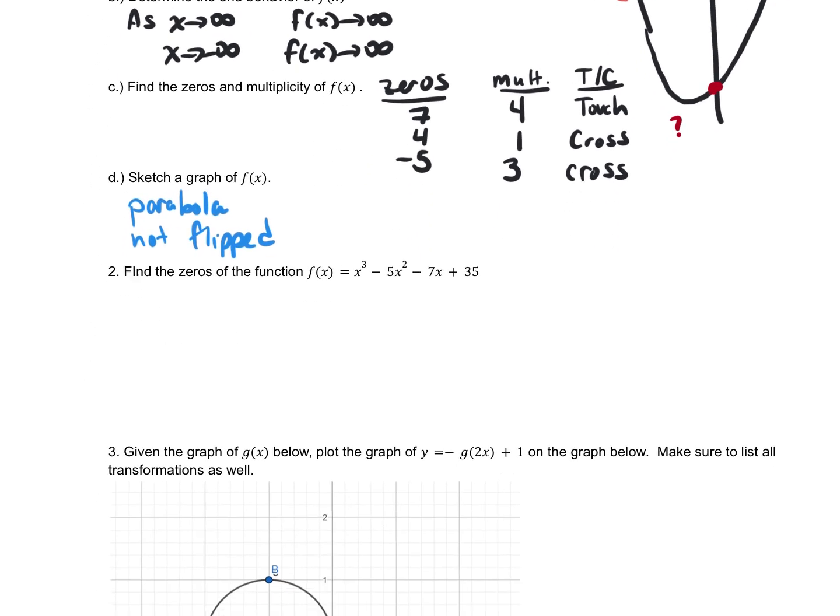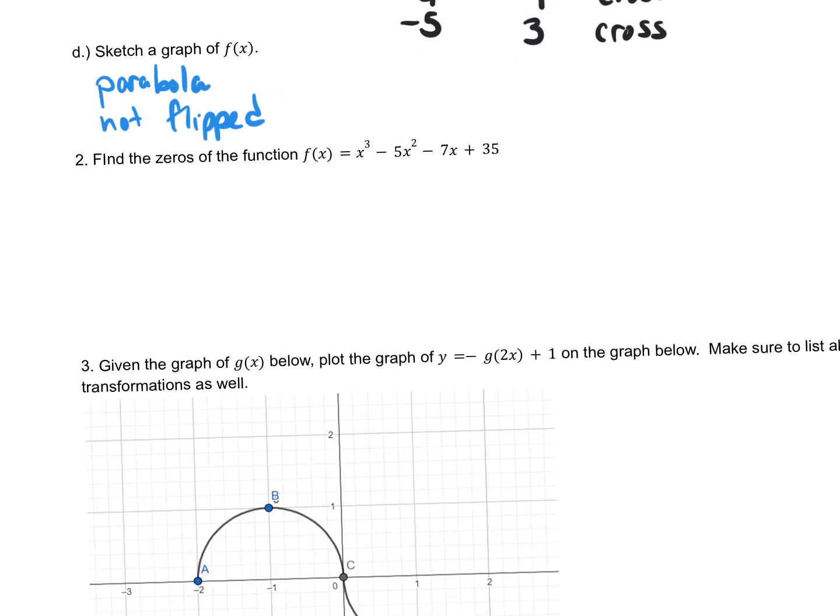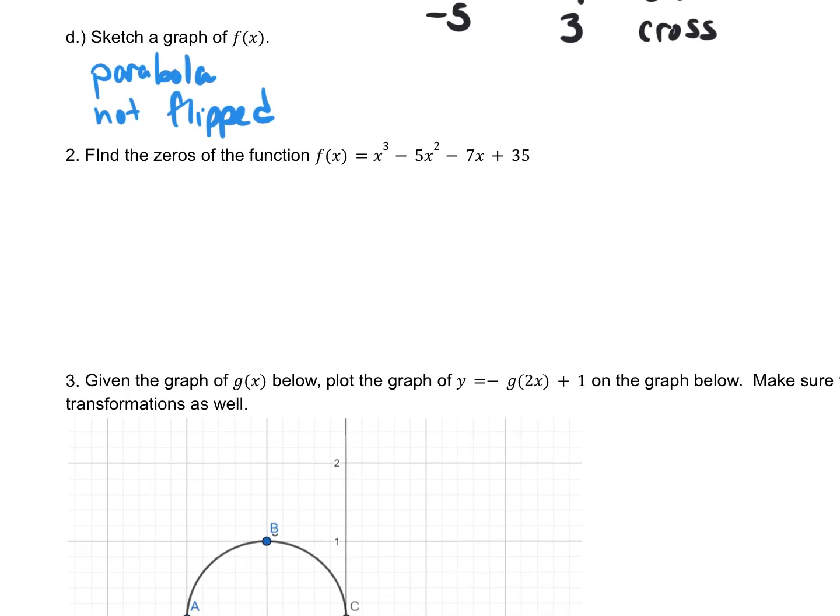Okay, let's look at number 2, where we're finding the zeros of this function. Now obviously there are 3 zeros because the degree is 3. Whatever the highest power is, that's the number of zeros you have. So the first thing I do is list my possible rational zeros.